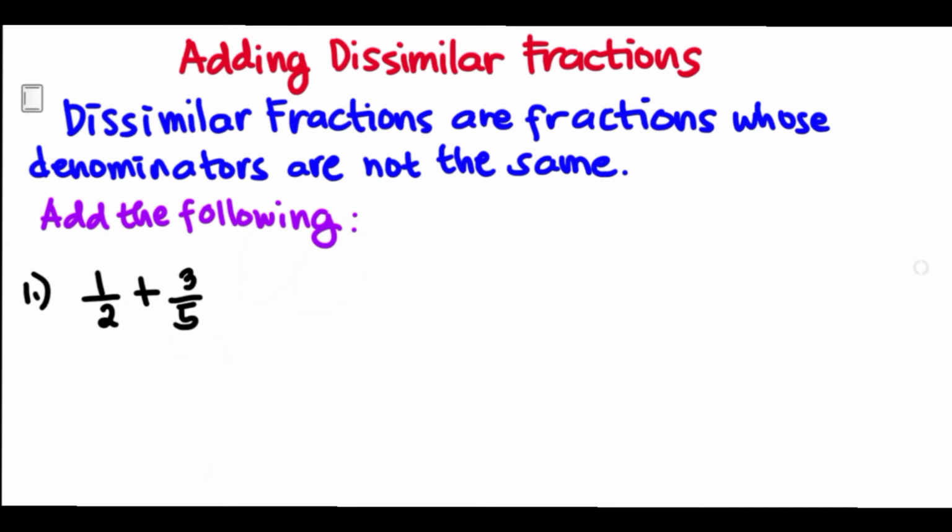Yung unang method na ituturo ko sa inyo ay kukunin muna natin yung LCD. So, inspect natin yung denominators, 2 and 5. Yung 2 and 5 po, wala pong pwede nang i-divide sa 2 and 5 maliban sa 1. So, automatic, i-multiply na lang po natin yan. 2 times 5 is equal to 10. Yung bago po nating denominator na gagamitin is 10. Yun po yung LCD, 10. And so, antay na lang po natin yung bagong numerator.